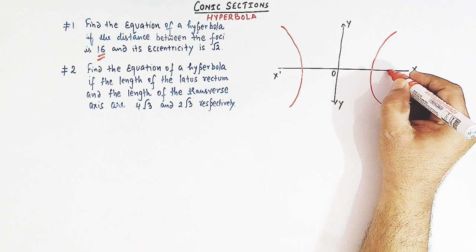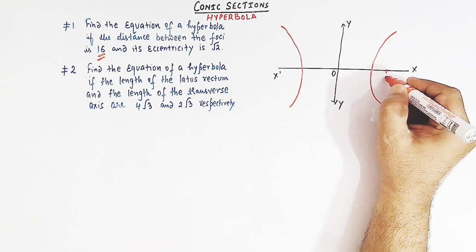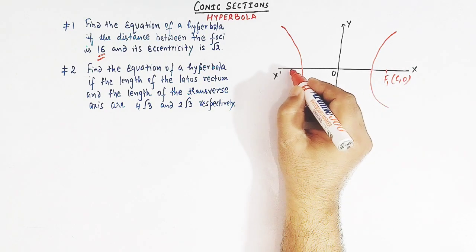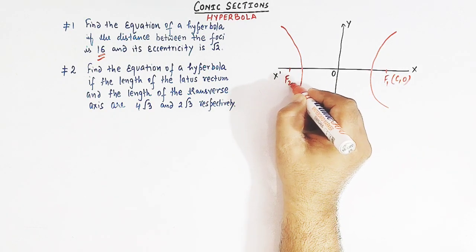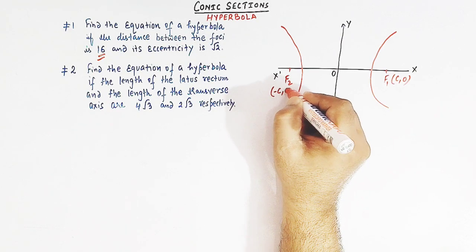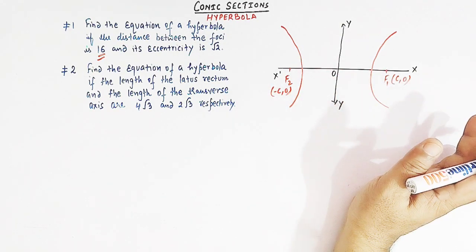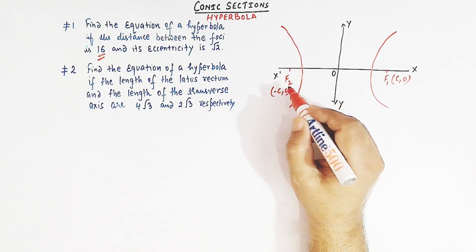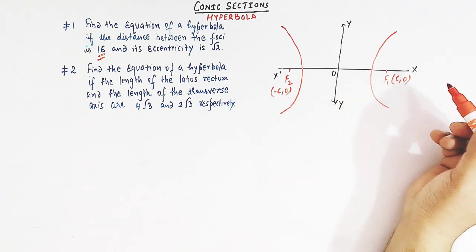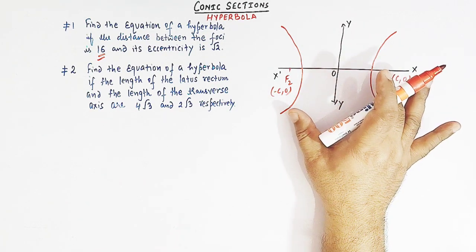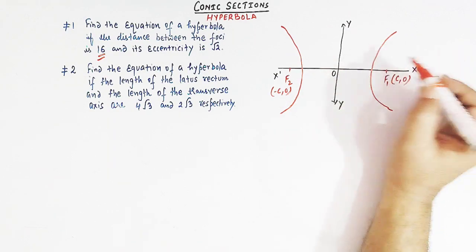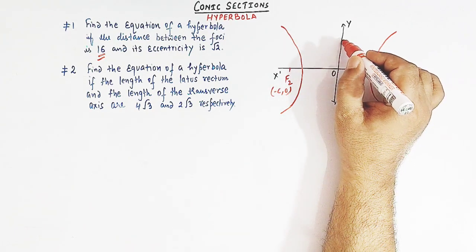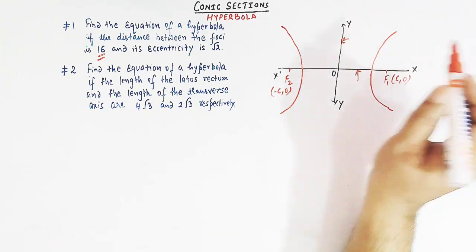So the coordinates of the focus are F1, so here we have c comma 0 and here we have F2 and the coordinates are minus c comma 0, right? So here we are using the usual notations, right? So F1 and F2 are the two foci of this hyperbola, right? And x-axis is the transverse axis and y-axis is the conjugate axis, right?